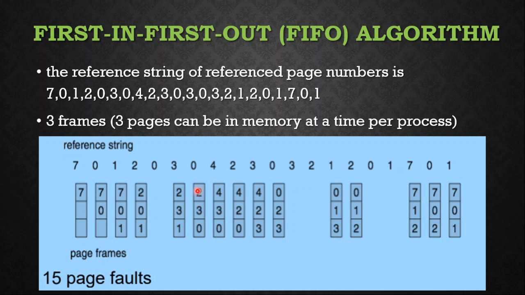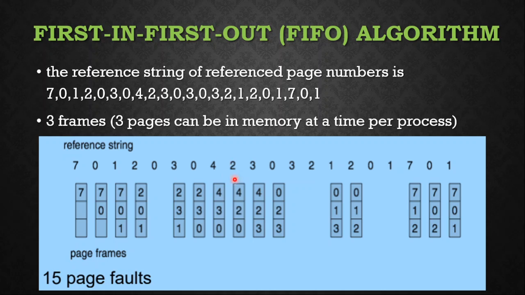So now 3 frames are filled. Again the next in the series comes as 4. How to replace? Again repeat the process. 2 came earlier during this process, so remove 2 and insert 4, giving 4 3 0.